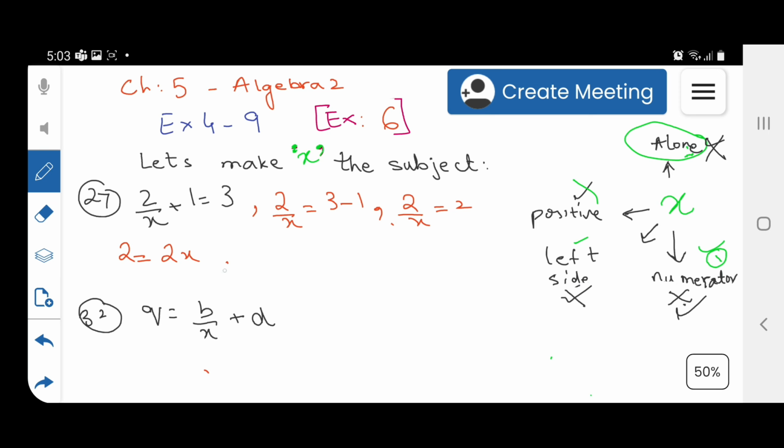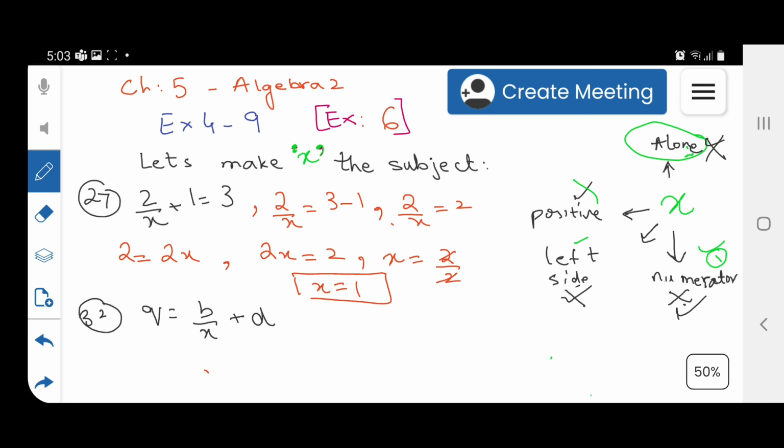Now just switch the sides to make it on the left side. And now to make X all alone, we can send this 2 which is getting multiplied to the other side, and it will go in the division. So here you can say X equals 2 by 2, and we can cancel it out, 2 into 1 and 2 into 1. So we can say that X is 1. This is the final answer of question number 27.